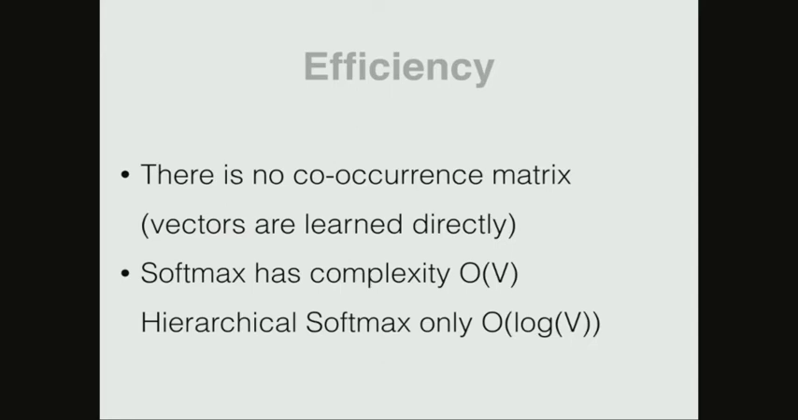Also, I mentioned the softmax function as kind of the core of the algorithm. And the softmax, if you remember, is normalized over all the vocabulary. So it has a complexity which is proportional to the size of the vocabulary V. So there's a trick also. I don't remember all the details by heart, but essentially you have a binary tree, and this will bring down the complexity to a logarithmic one. So with the hierarchical softmax, the complexity is proportional to the log of the size of the vocabulary.